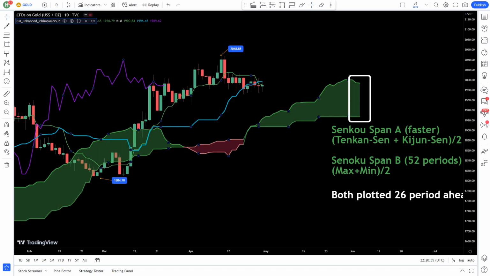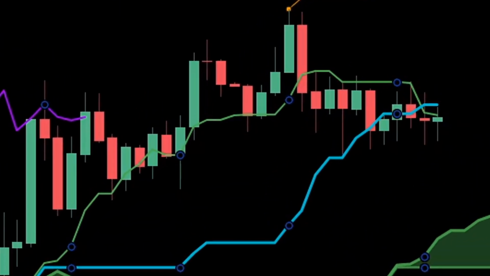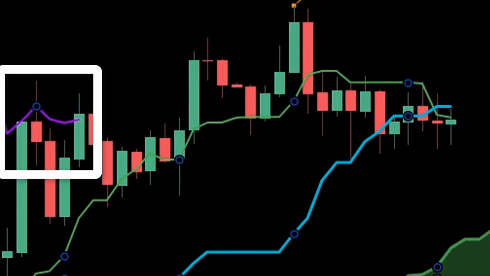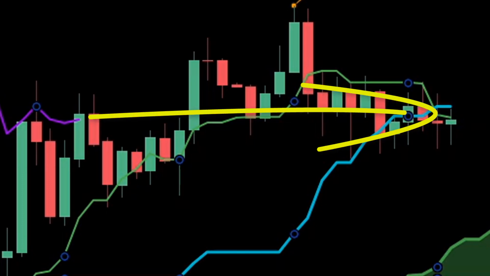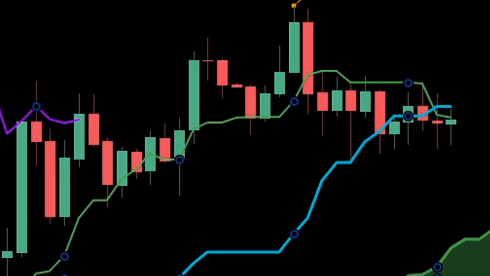With span A above B, we get more confidence that a long will be successful. Moving on to the purple, the reason we don't want to see purple bumping into price or below it is because this would indicate price is in a range or retracing. Price is less than it was a month ago on a daily chart, probably having a tough time.